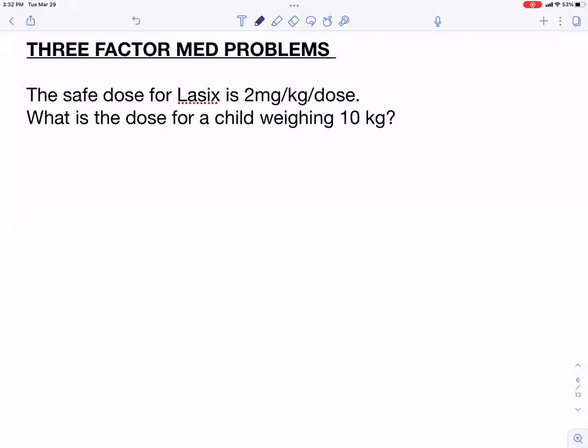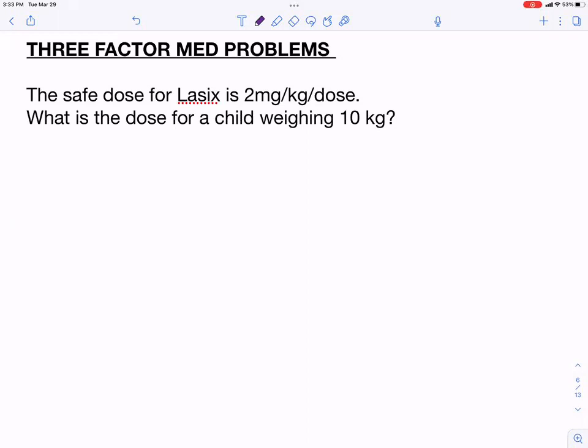Okay, so in this video, we're going to be discussing three-factor medication problems. And it's three factors because it's based on dose, weight, and time, right? So when medications are ordered for infants and children, the dosage of the medication, it could be in grams, milligrams, micrograms, it's based on the weight of the child. And that has to be considered so we can make sure that we're giving a safe dose.